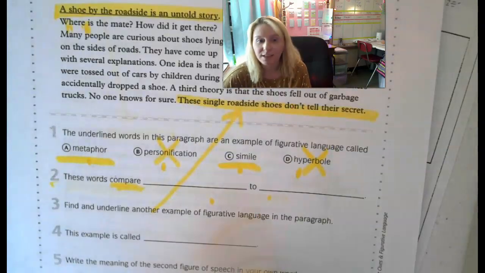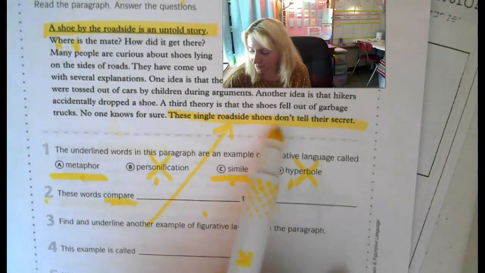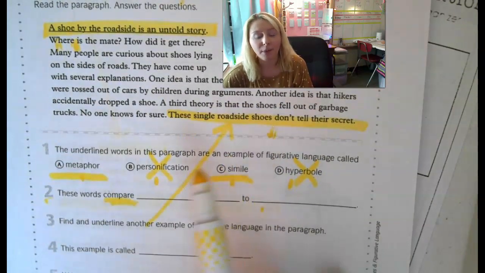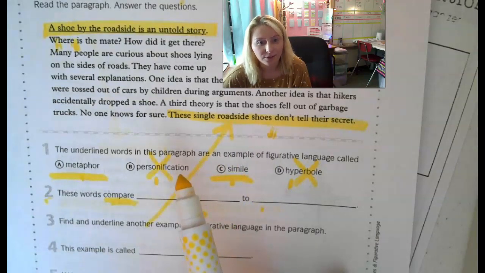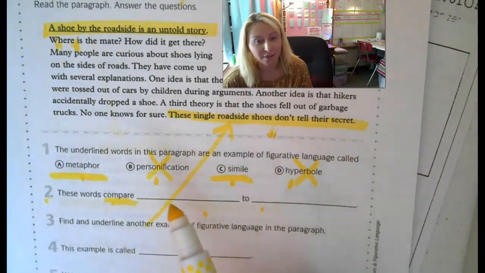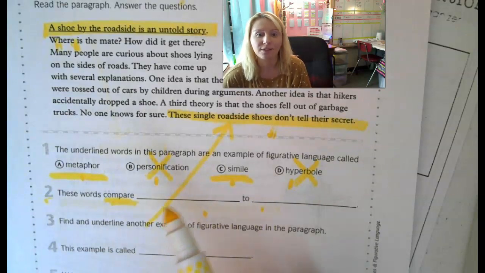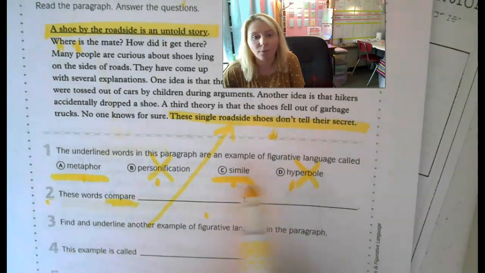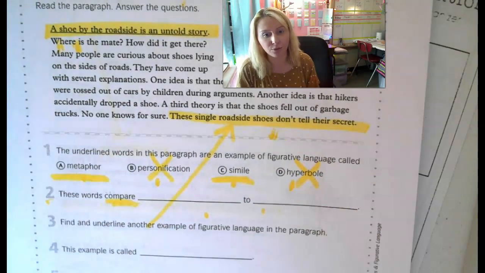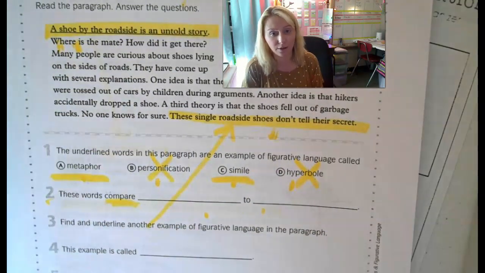And then lastly, number 5 is wanting us to explain what this means. What does the author mean by these single roadside shoes don't tell their secret? If they obviously can't talk and they don't keep secrets, then the author is trying to prove a point with these words. What point is he trying to prove about shoes? These shoes on the side of the road.